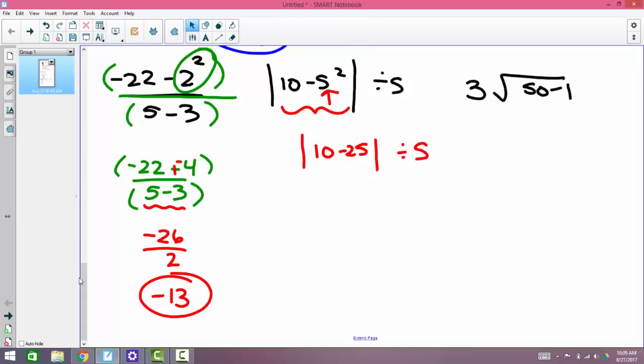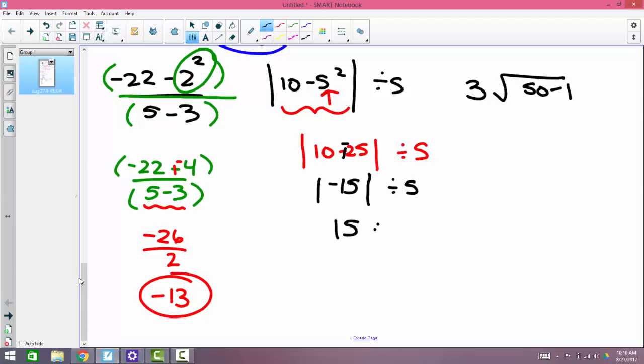Well, 10 minus 25 is negative 15, and absolute value is a measure of distance. So this is 15. It always makes everything positive. It's 15 away from 0 on the number line. And then 15 divided by 5 is 3. So positive 3 is your final solution.